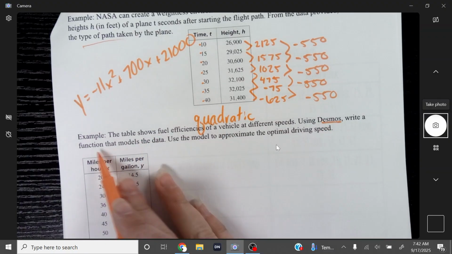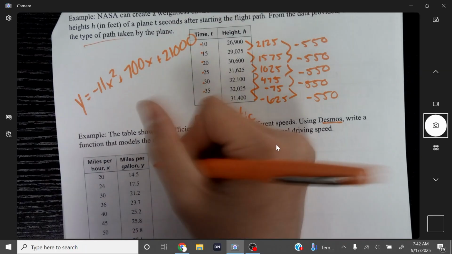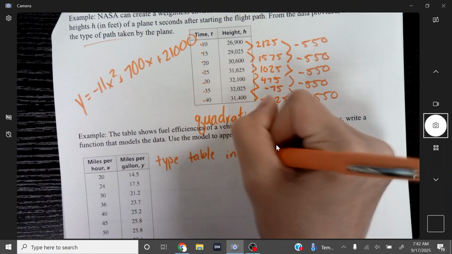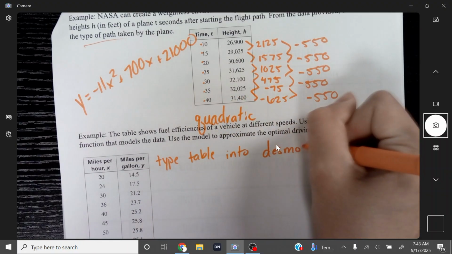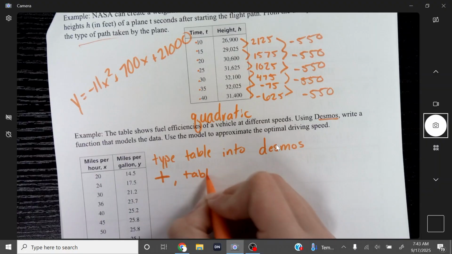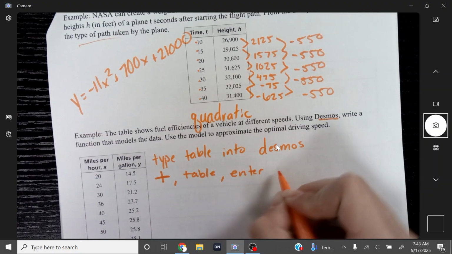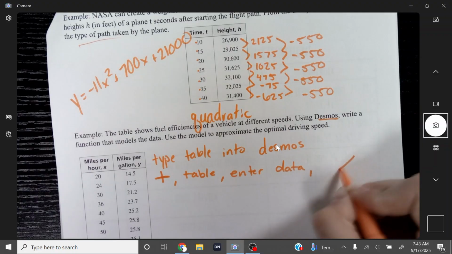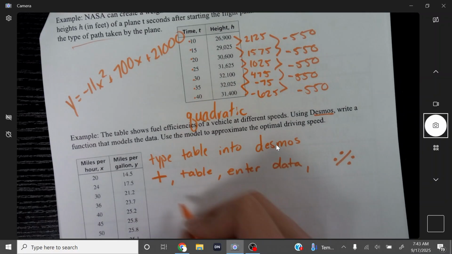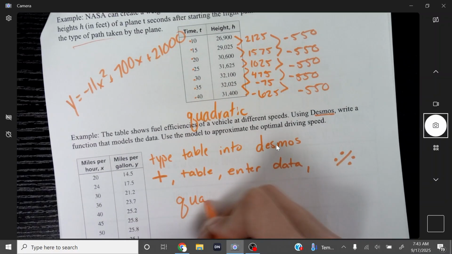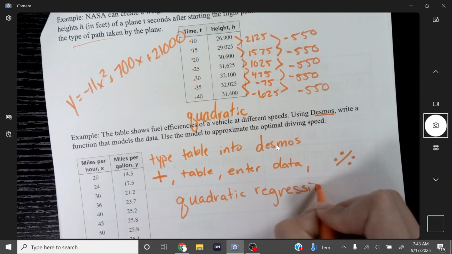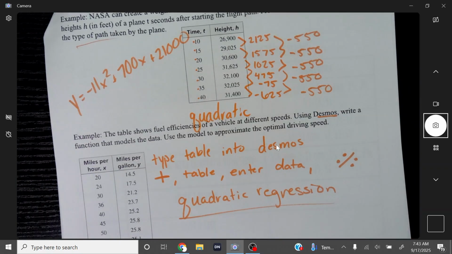Okay. So the last one, you're going to do the same thing. Using Desmos, write a function that models the data. So you will type the table into Desmos. So first you hit the plus symbol, then you hit table, then enter the data. After that, you hit the regression button, and you want to make this a quadratic regression like we just did. So you change it to quadratic regression, and it will tell you the equation.